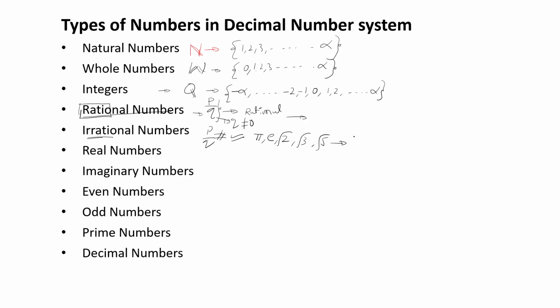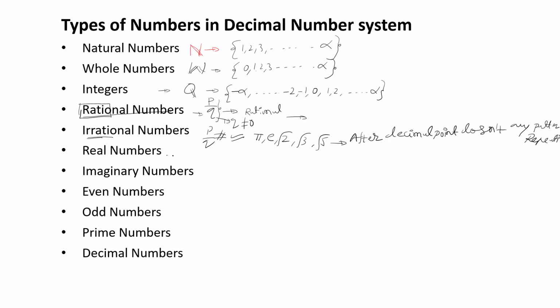After the decimal point, an irrational number does not repeat any value, and it does not follow any pattern. We will see what the decimal point is while we are discussing decimal numbers. So after the decimal point, it does not follow any pattern or repeating.